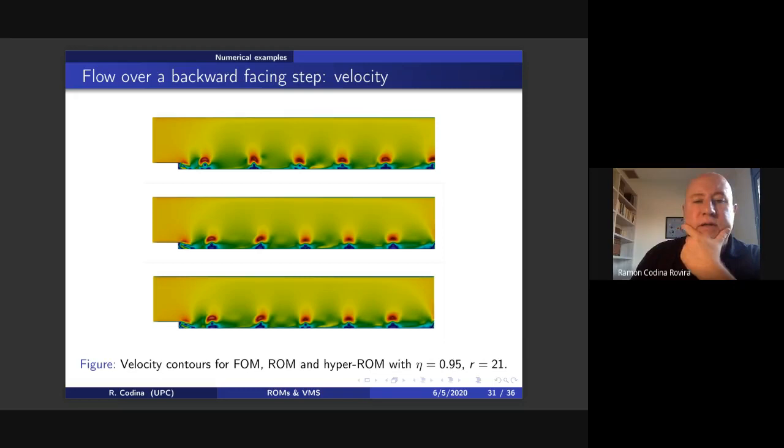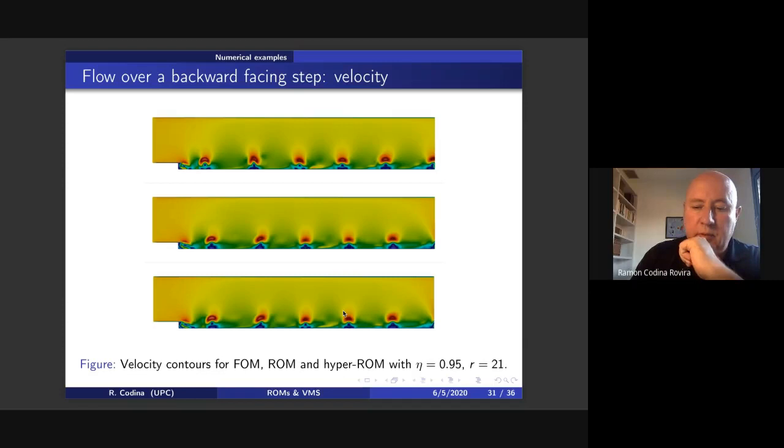Again, this is a very high Reynolds number. The flow comes from the left. There is this step that creates vortices that separate and evolve until the exit of the channel. Here we have the contours obtained, the velocity norm contours, that you get for the full order model and for the reduced order model, here with something that is called hyperreduction.